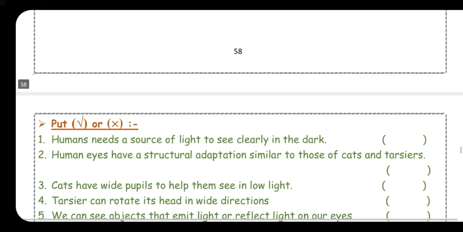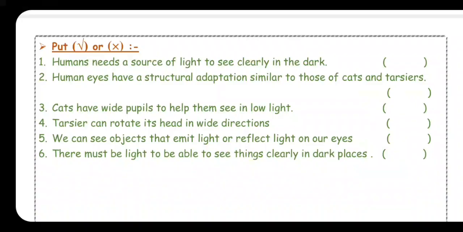A human needs a source of light to see clearly in the dark. A human needs a source of light to see clearly in the light. It's right. Number 1, right.